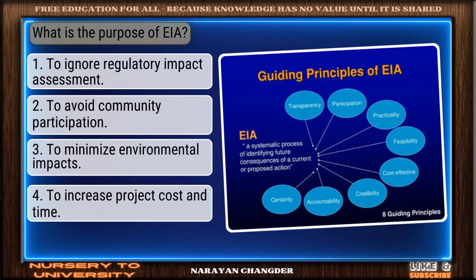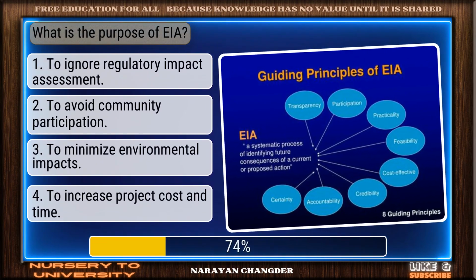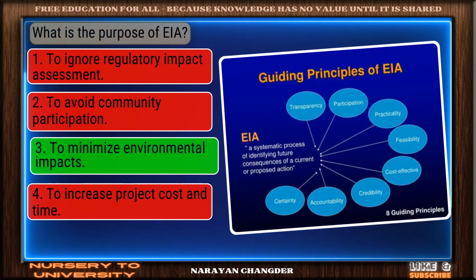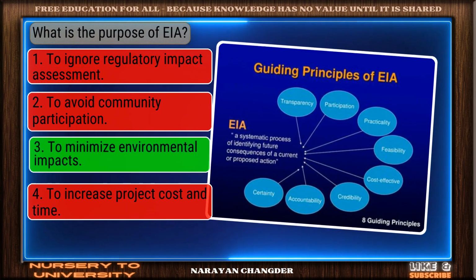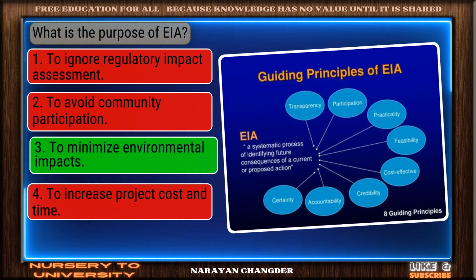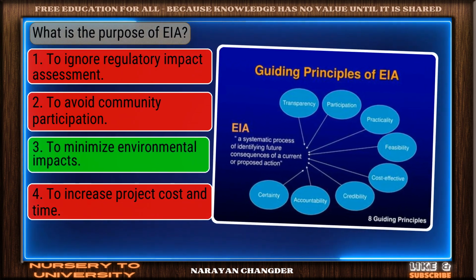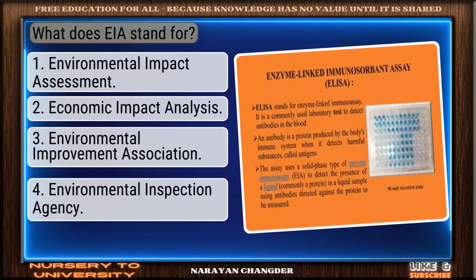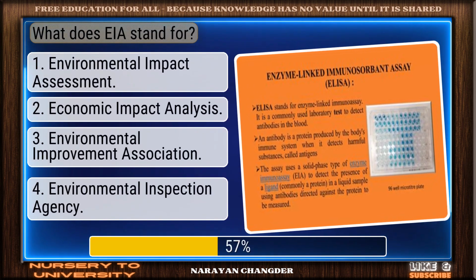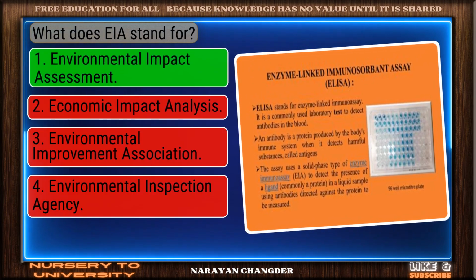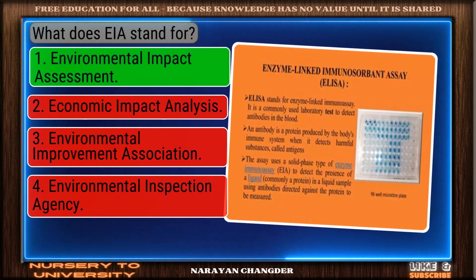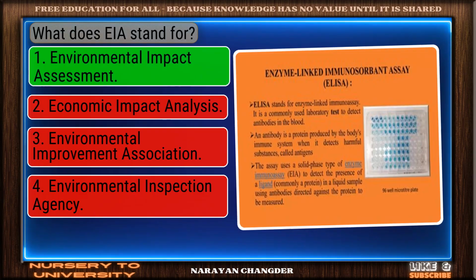What is the purpose of EA? Correct response. To minimize environmental impacts is the most accurate answer. What does EA stand for? Well picked. Environmental impact assessment is the correct answer.